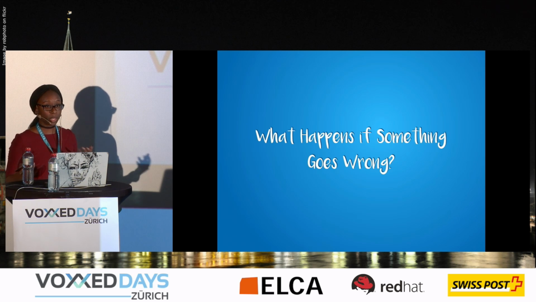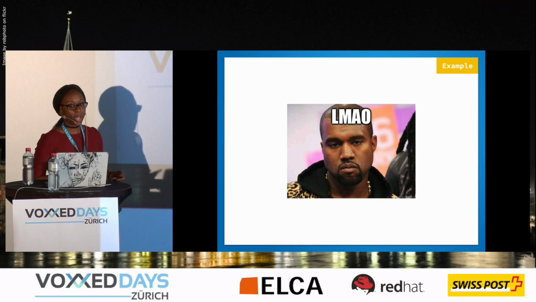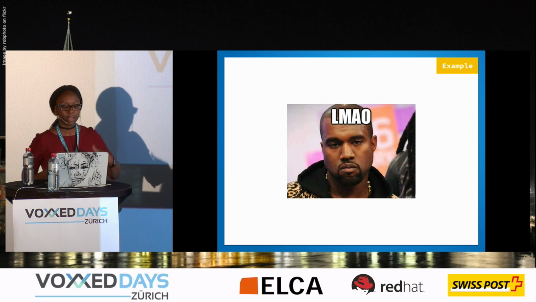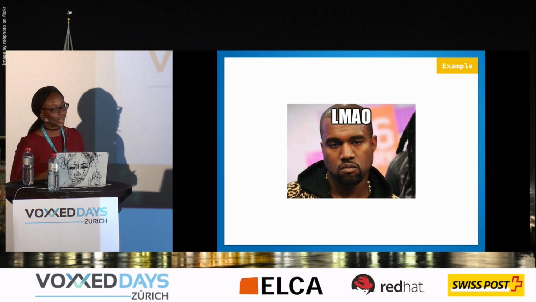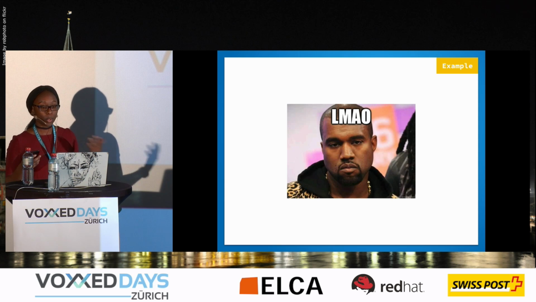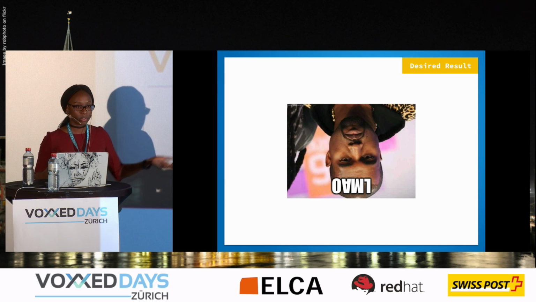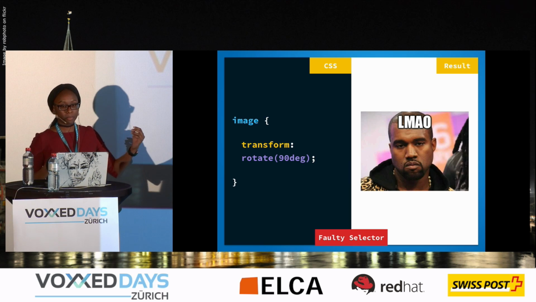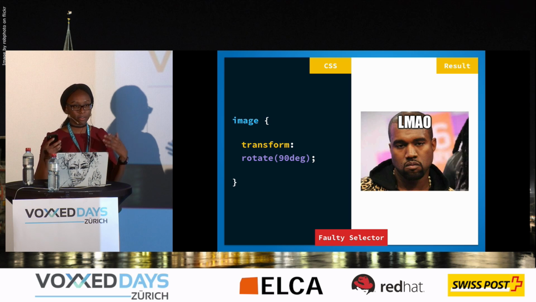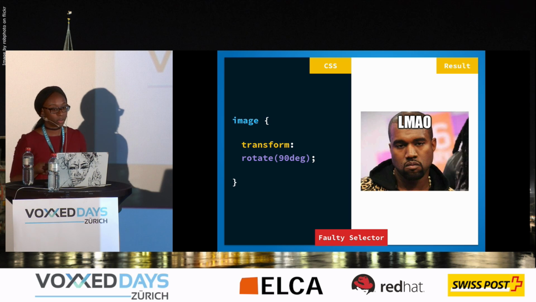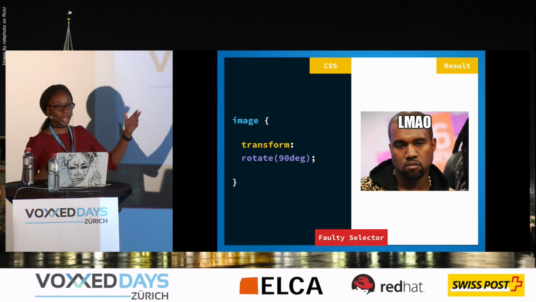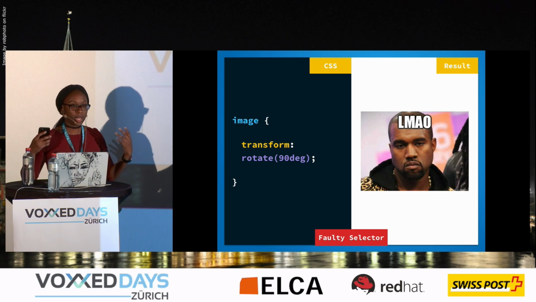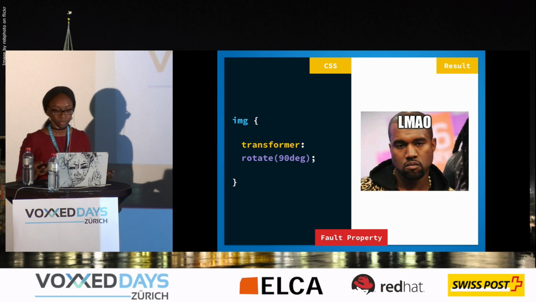So what happens if something goes wrong? We have this example here. This is a lovely picture of Kanye laughing out loud, and what we want to do is turn it around 180 degrees. Here's an example of what happens if we have a faulty selector. Instead of img, I wrote image in full, and we can see that nothing happens.